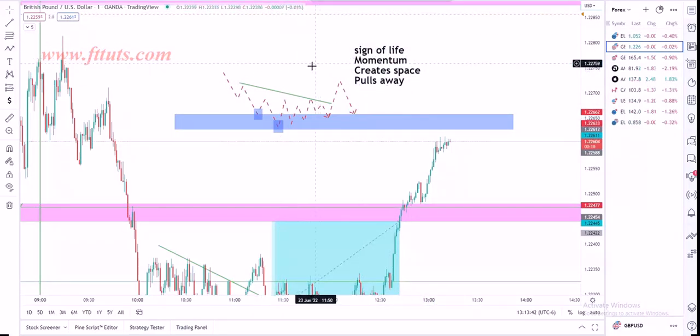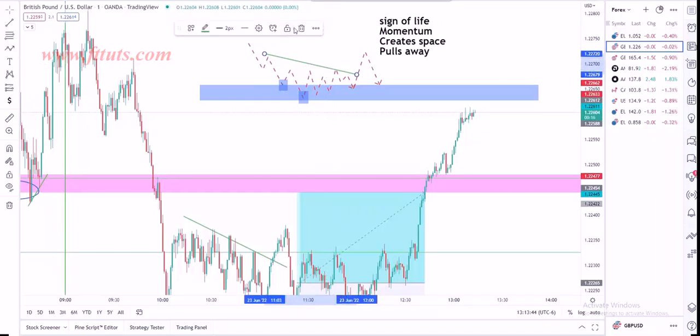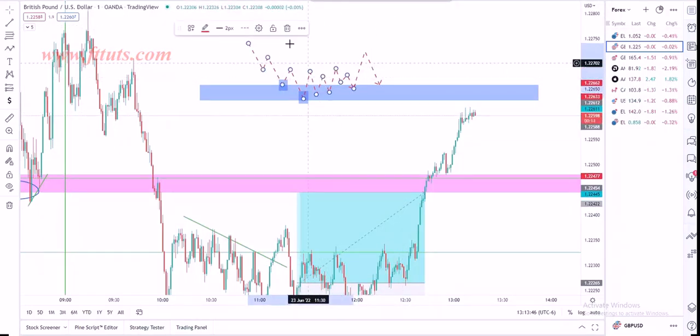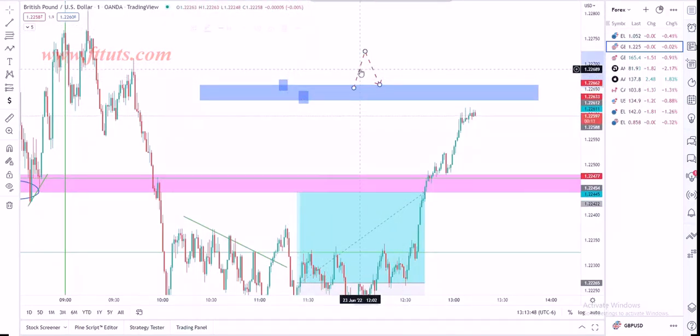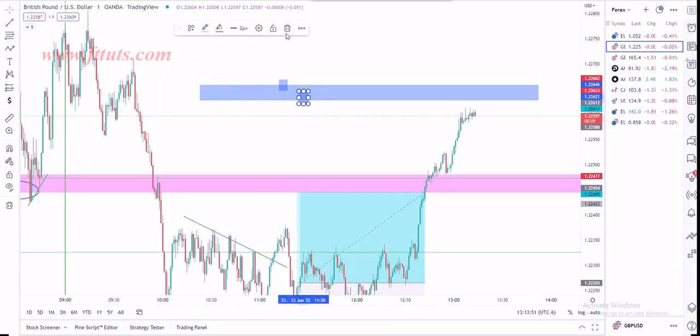So let's go ahead and look at what I want to tell you. Okay, I'm going to make an effort here to keep my charts clean. By the way, I like this blue color.